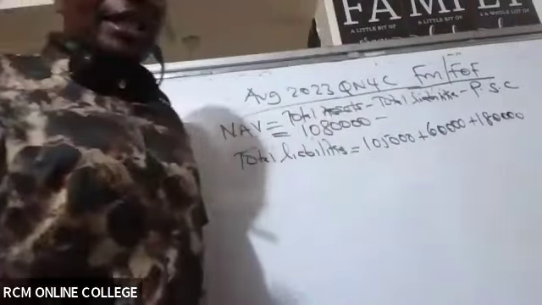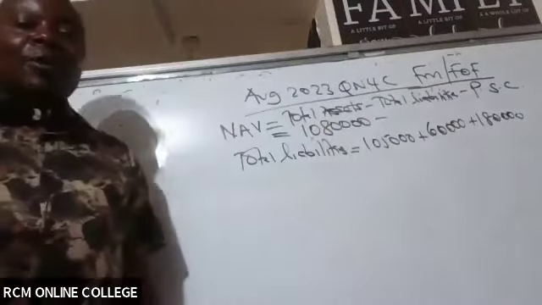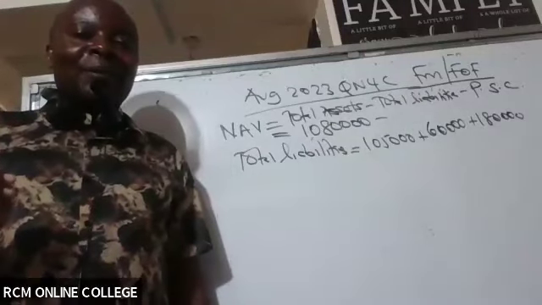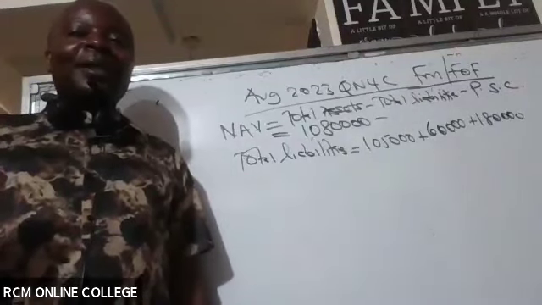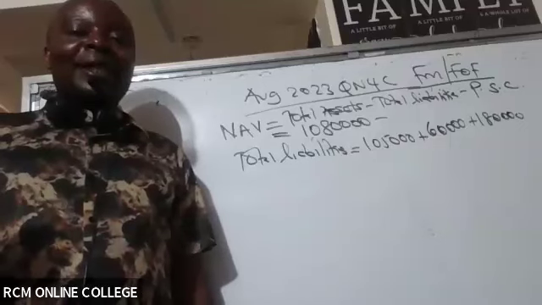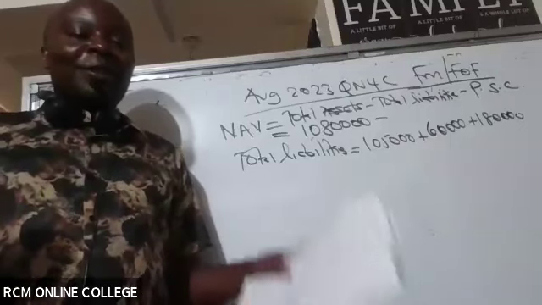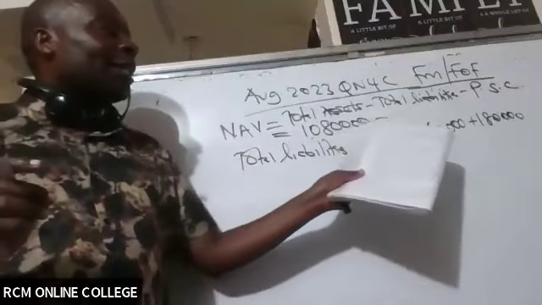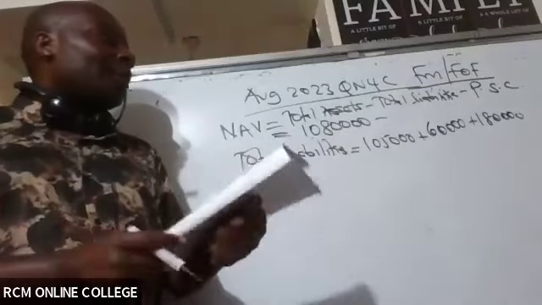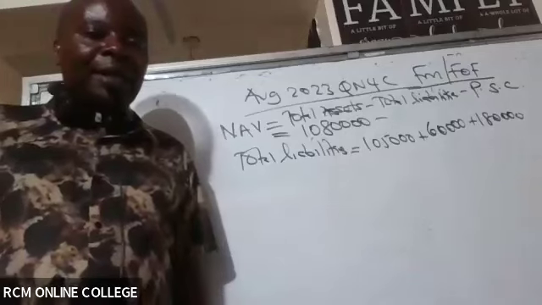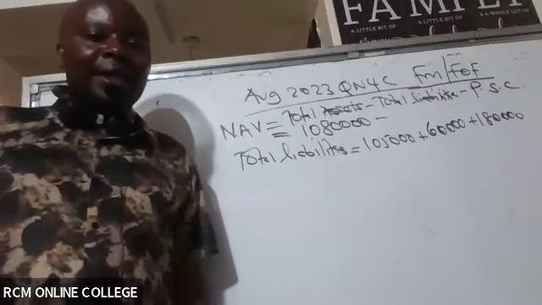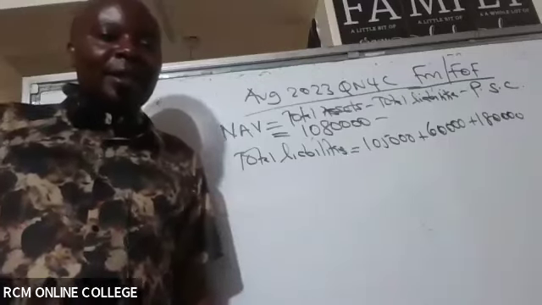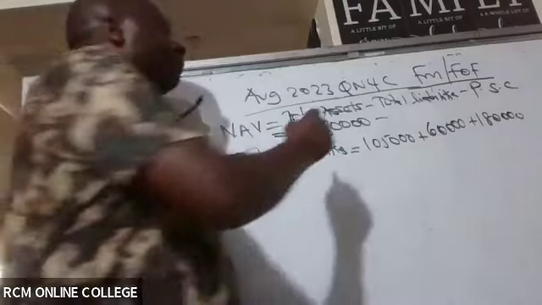Are we together up to here? Please respond. Total liabilities. All right. Would you then kindly give me this total liabilities figure? What do we have here? 345,000.